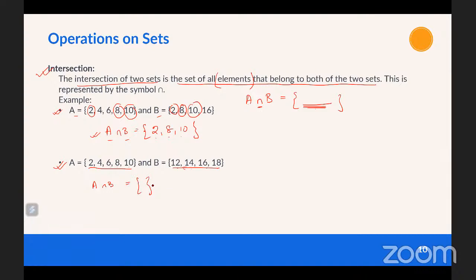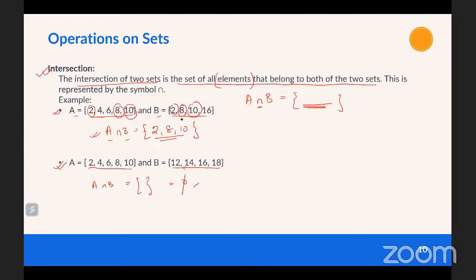So how do we write an empty set? We can write it in curly braces which has no element, or we can write phi, right? Now you notice, what is union doing? Union gets the set of all the elements which are present in both the sets, right? And intersection only contains the elements which are in both the sets.